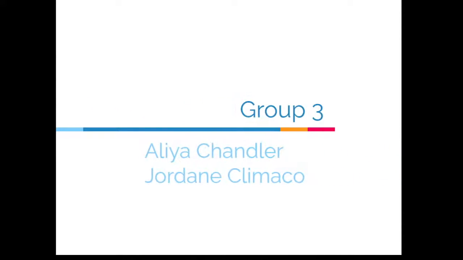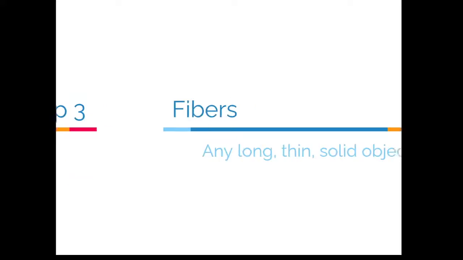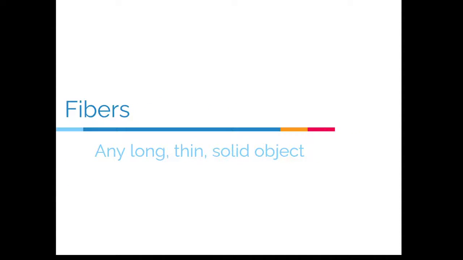We're group 3 and we're going to talk about fibers. So, fibers are any long, thin, solid object. Most fibers are class evident and not individualistic because fibers are very common, unless the fiber is customized to one person and not mass produced.